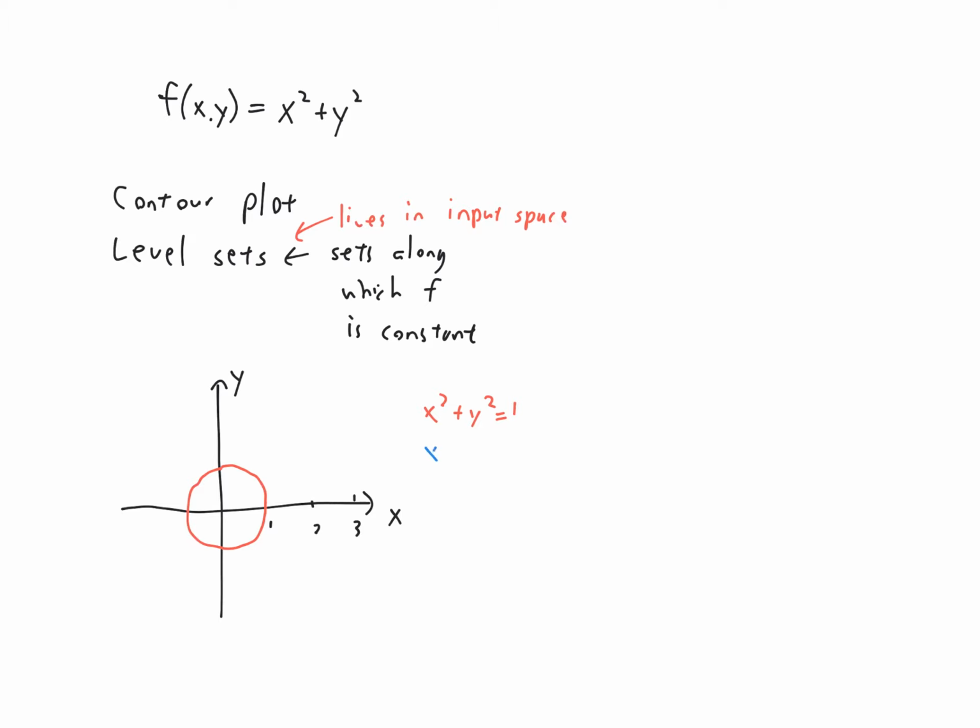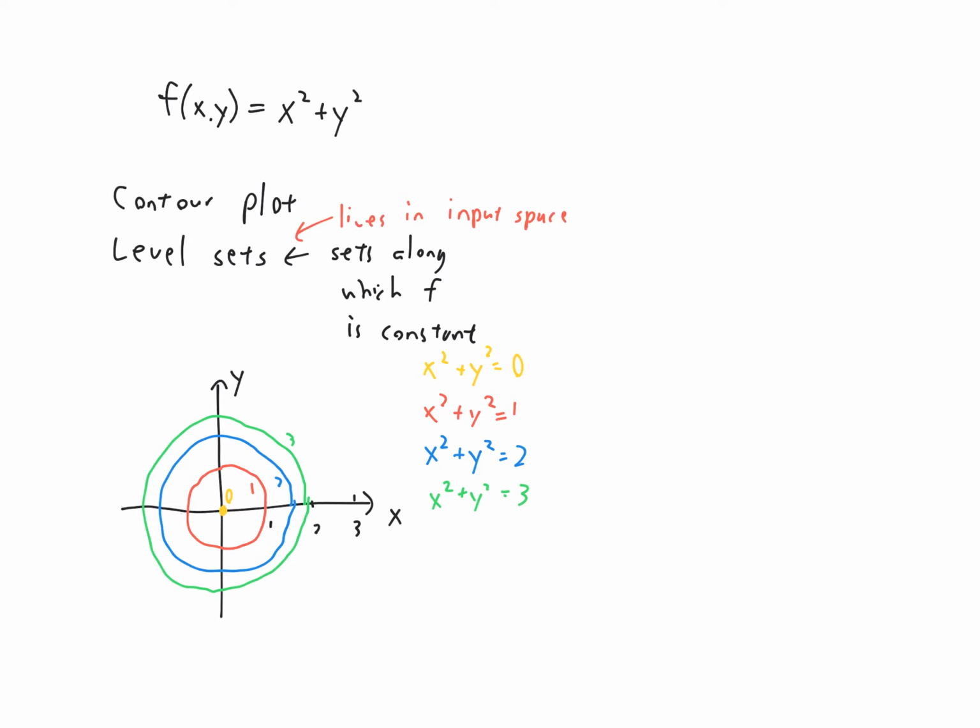Let me choose a couple more constants. If I say x squared plus y squared equals 2, okay, that's a circle of radius root 2. So I'll draw that circle. If I wanted to do x squared plus y squared equals 3, that would be a circle of radius root 3. And it would be good to label each of these also. 1, 2, 3, and you can see I'm color coding them. I could also do something like saying, what does x squared plus y squared equals 0 look like? Well, that would only happen when x and y are both 0, and so that must be down here.